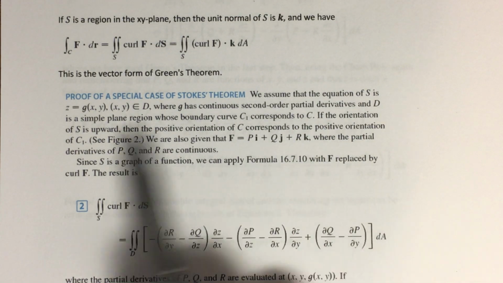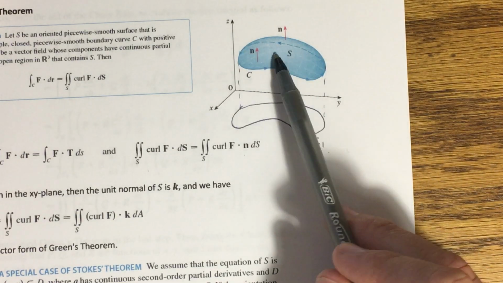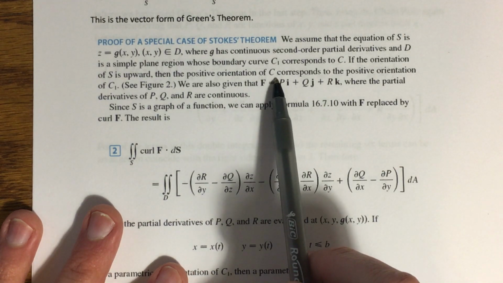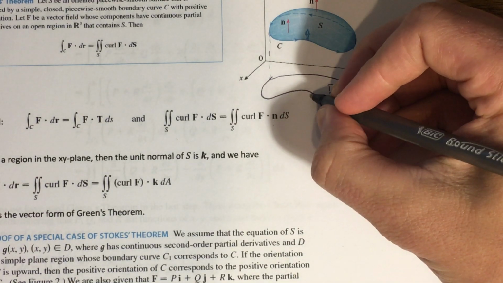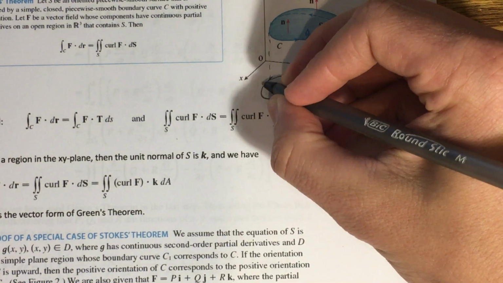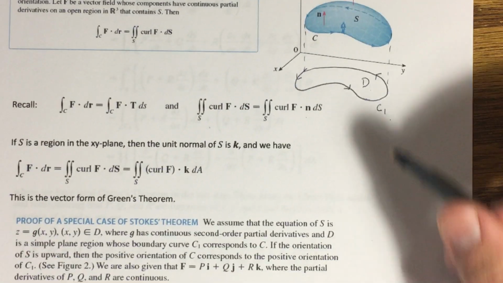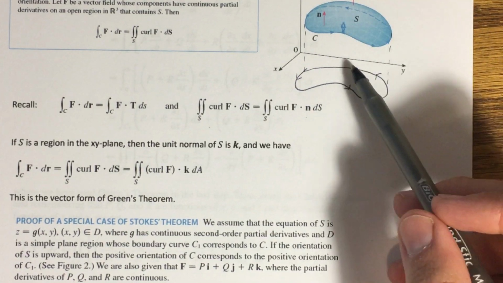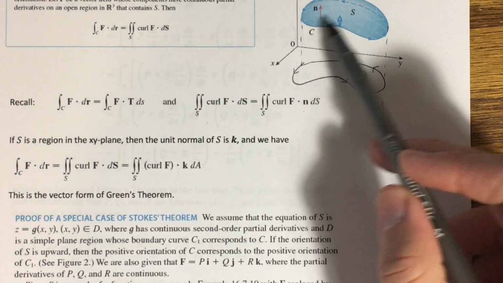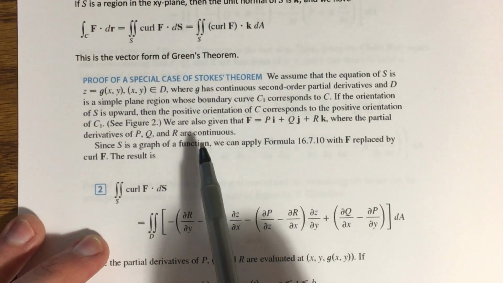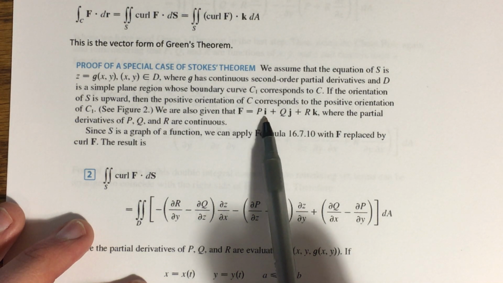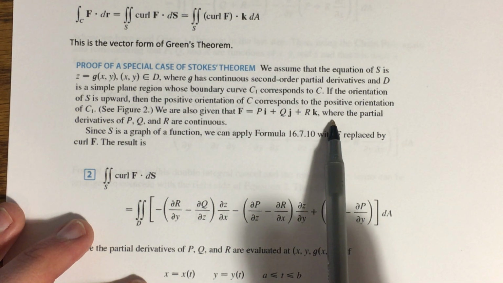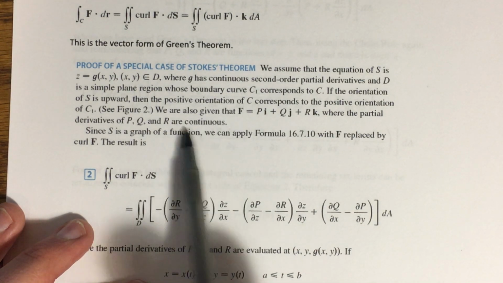Okay, if the orientation of S is upward, and you notice that that's the case here, then the positive orientation of C corresponds to the positive orientation of C1. In other words, if C1 is oriented positively here, then C is oriented positively as well. The positive orientation of the surface doesn't cause a reversal of that orientation. Okay, we're also given that the vector field F in component form, we're going to write as Pi plus Qj plus Rk, and we're given that the partial derivatives of P, Q, and R are all continuous.